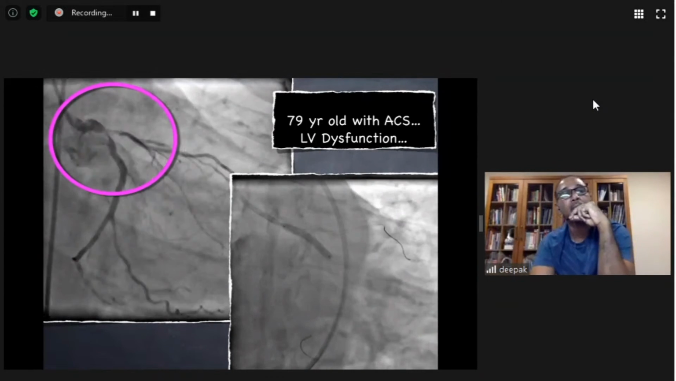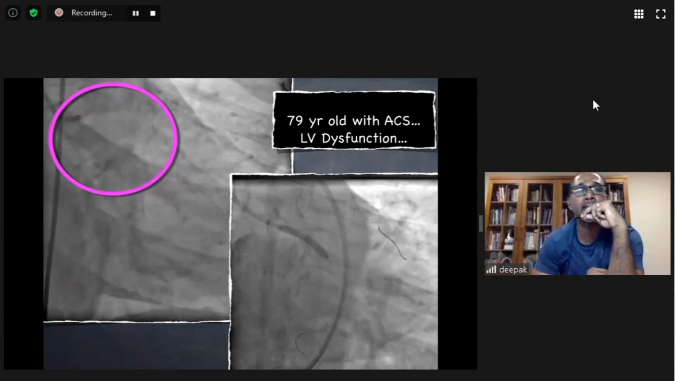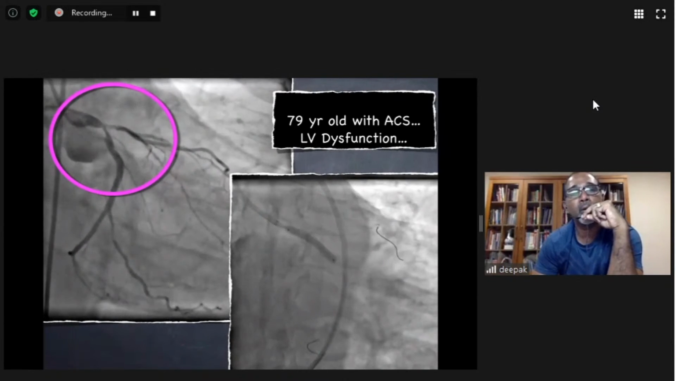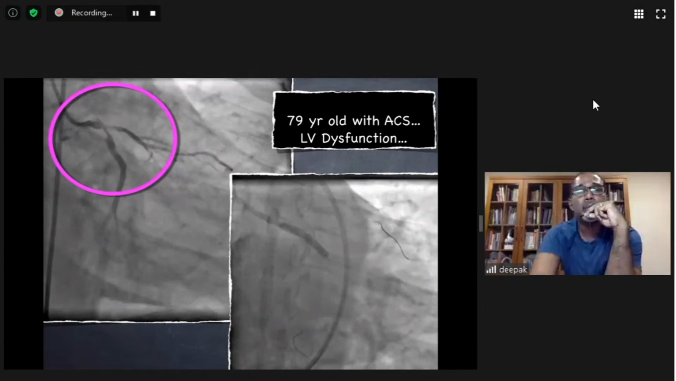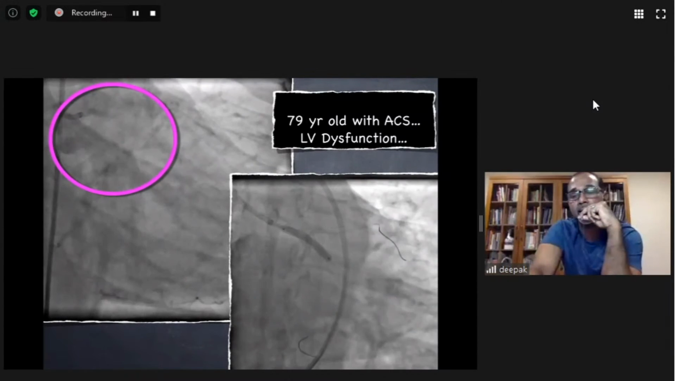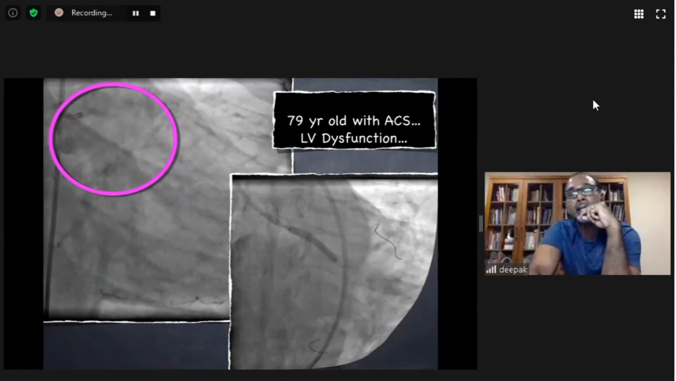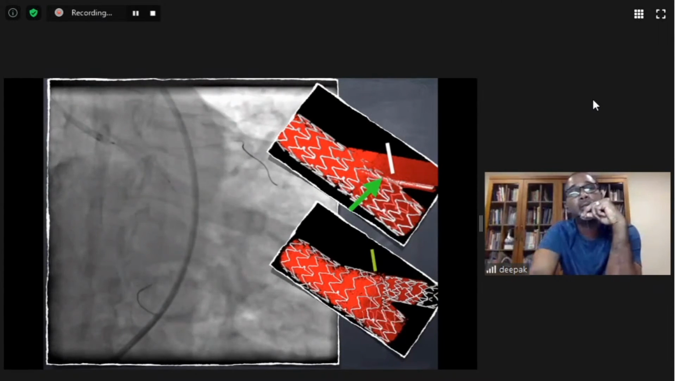Now, this is another patient, an elderly gentleman who presented with recurrent rest angina, LV dysfunction, and borderline hemodynamics, taken up for a left main bifurcation angioplasty. Because the circumflex was dominant and a huge vessel, we decided to stent into the circumflex from the left main. And following that, that's the flow into the circumflex. You could see that the wire is inside the left anterior descending artery.